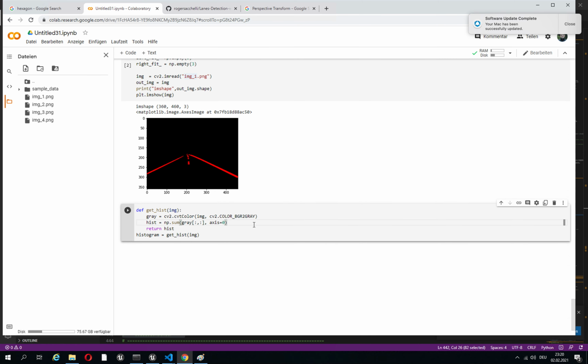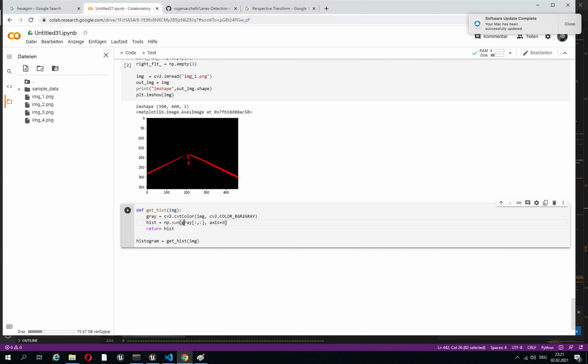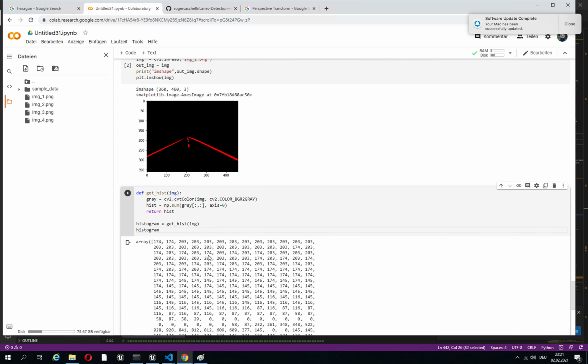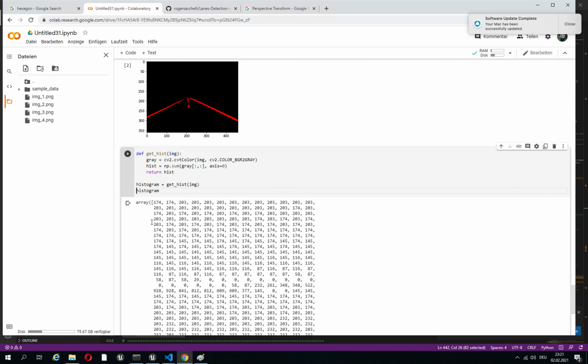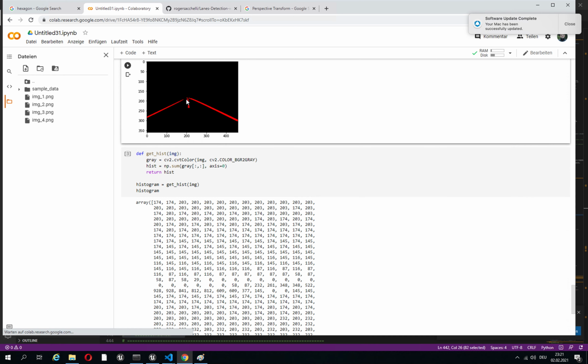First, it converts the image to gray, because I don't really care about the color here. Then it sums the pixel values along the height, along axis 0. Then it returns a one-dimensional vector, which would have peaks at different locations. But in this case, as I said, we don't really have a peak. You see that we have some values here, then some zeros in this location, and then again zeros and the values that represent the right one.